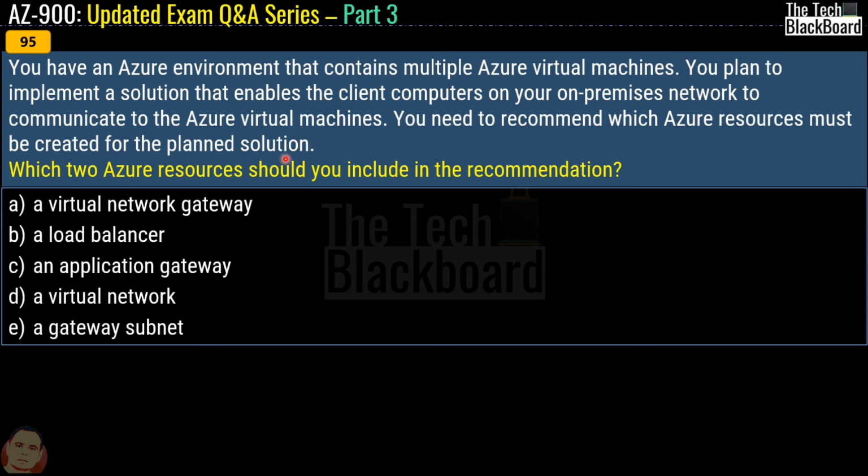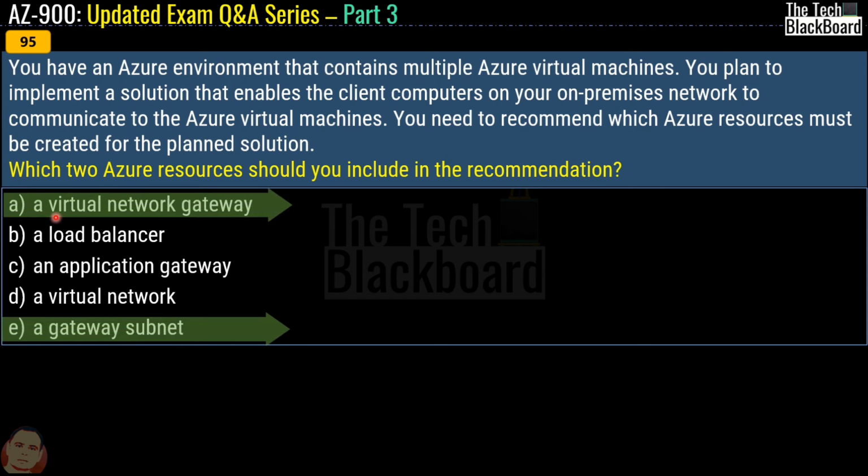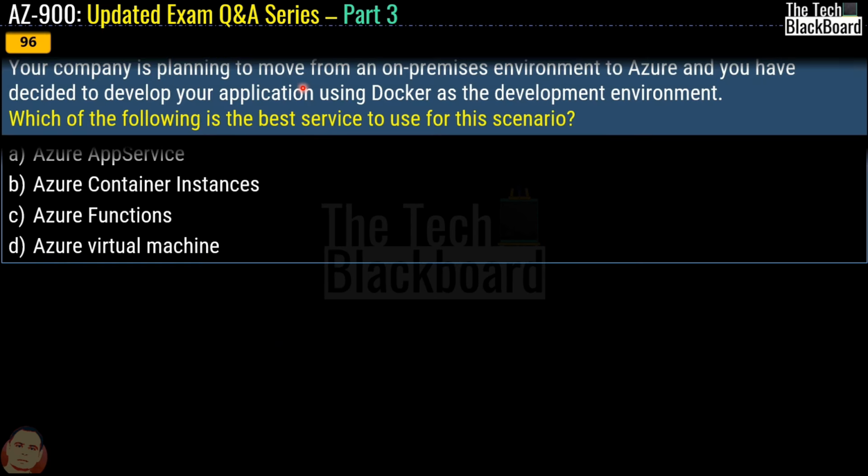So basically you have to choose two Azure resources for your recommendation. Your options are a virtual network gateway, a load balancer, an application gateway, a virtual network, and the last one is a gateway subnet. The correct answer for this question is option A, a virtual network gateway, and option E, a gateway subnet. Now let's move to question number 96.